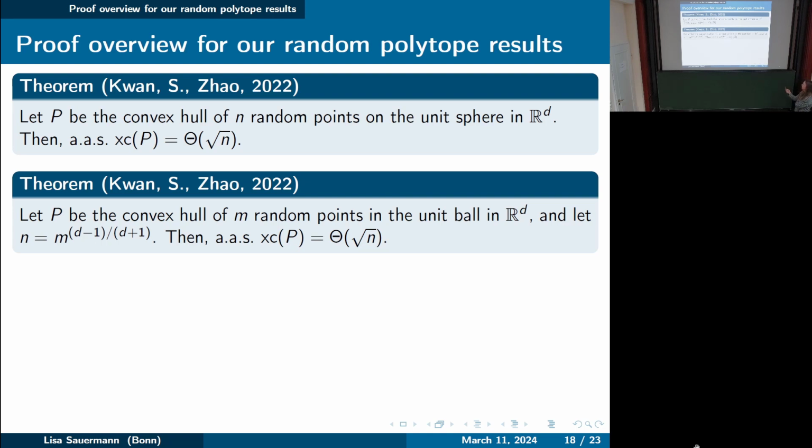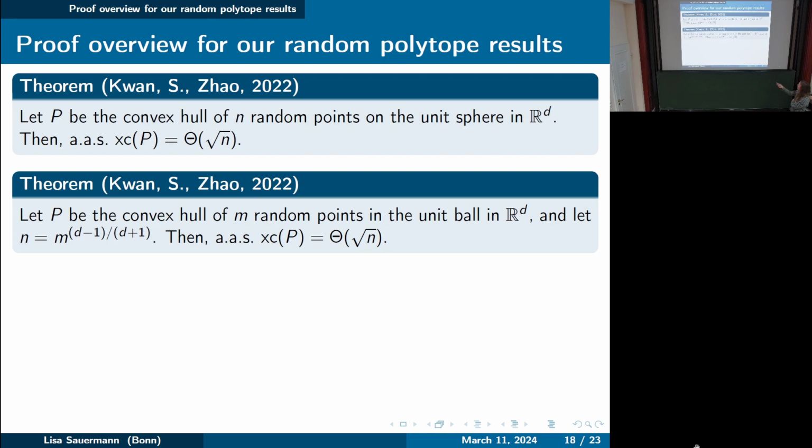Okay, so here are again our theorems. The first one is about the first random polytope model, the convex hull of n random points on the unit sphere. And so we want to show that the extension complexity is, I guess the main point is the upper bound, so we want to show the extension complexity is typically, or asymptotically almost surely, at most a constant times square root n.